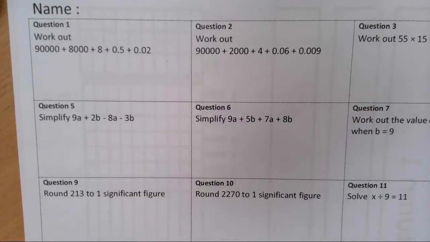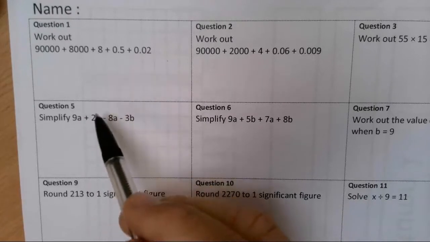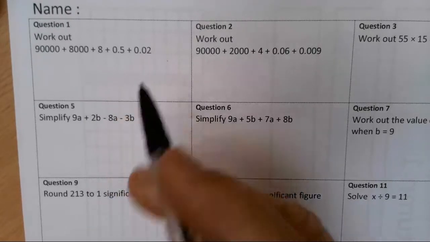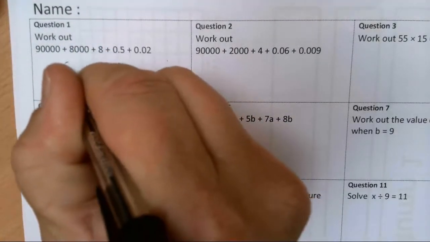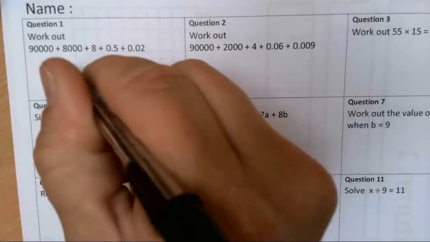Question 1. We've got to work out 90,000 plus 8,000 plus 8 plus 0.5 plus 0.02. Now you could draw those all in a column and just be really careful about it. Or you can see that I've got the 10,000s column, so I'm going to have a 9. In the 1,000s column, I've got an 8.